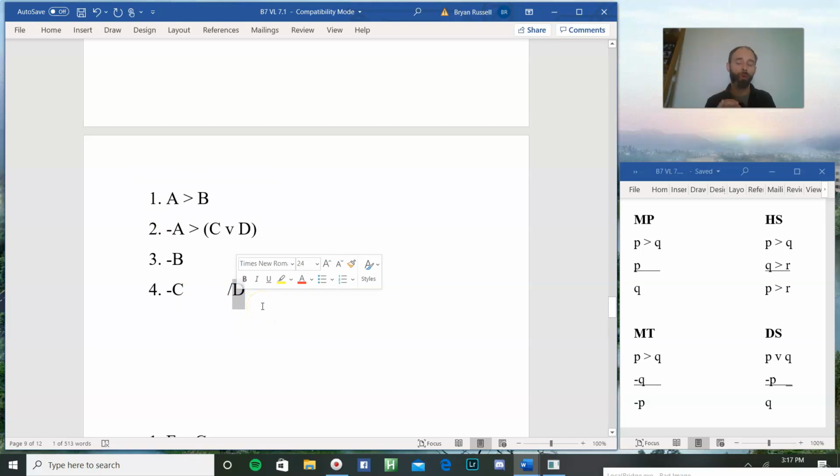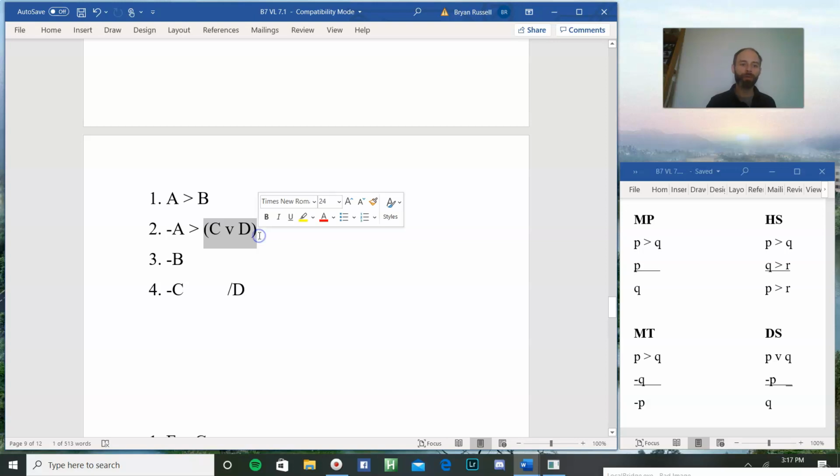First, let's look where D is. D we find right here. Now D is this part of a wedge. Do we have a rule that lets us get the second part of a wedge? Yes. Disjunctive syllogism lets us do that. What would we need? We would need not C to get there. We have not C here, but we can't go directly from this and this to a new line because this so far isn't the main operator. Right now, the horseshoe is the main operator. So we're going to need to break this out of here somehow.